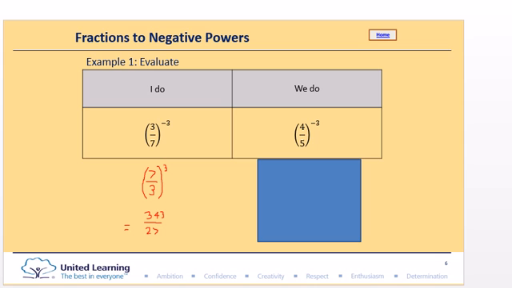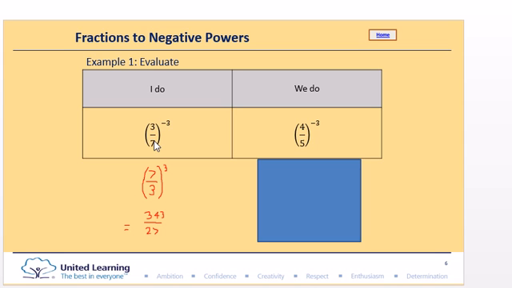Now for the first I do and we do of the lesson, we have a fraction raised to a negative power. This is a step harder than the stuff we did last lesson and the stuff we've just done. But I'll show you how we approach it. 3 over 7 to the power of negative 3. Well, the first step is to get rid of that negative power. And the way we do that is by flipping this fraction upside down.